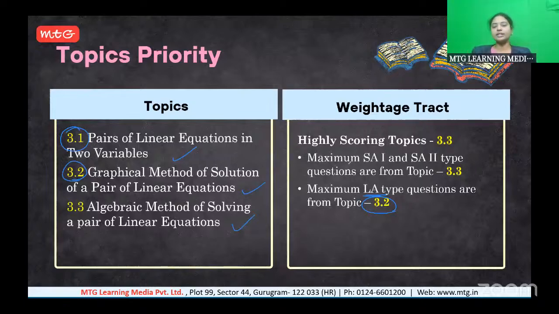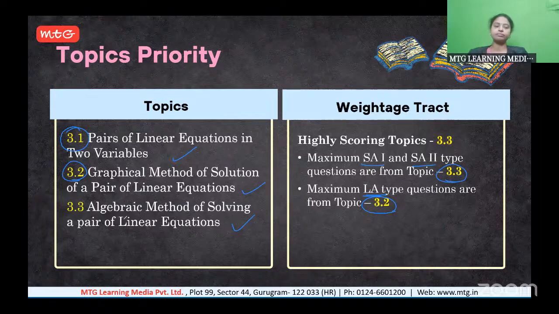Coming to short answer type, MCQs, assertion and reasoning, short answer type 1 and 2, very short answers, whatever other sorts of questions there are, you have a maximum probability of them occurring in 3.3. That is, how do we solve the given linear equations algebraically, and what are the various conditions for solving them? All those belong to 3.3. So this is how this chapter is weighted.